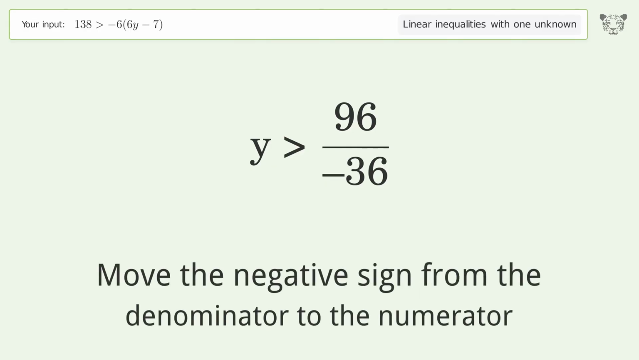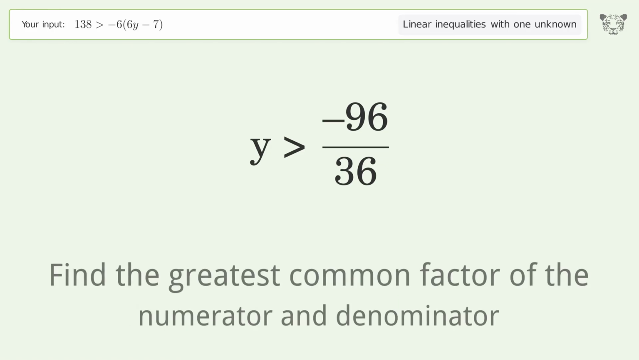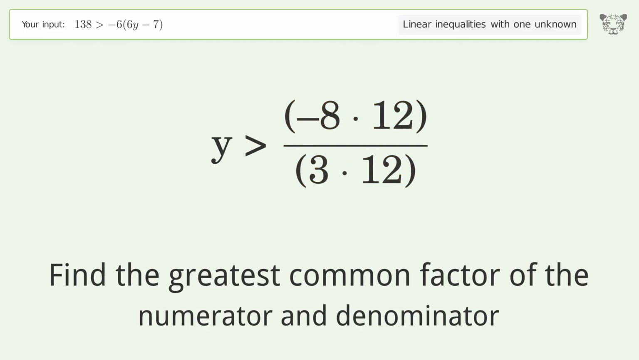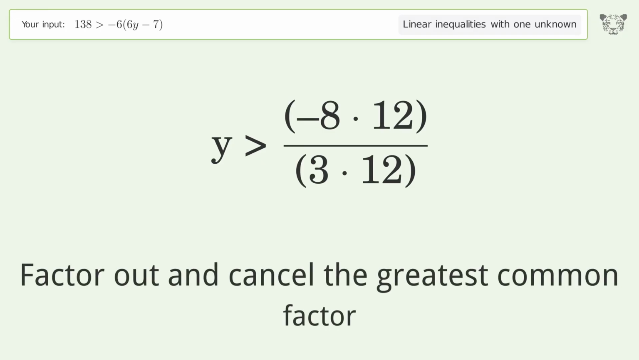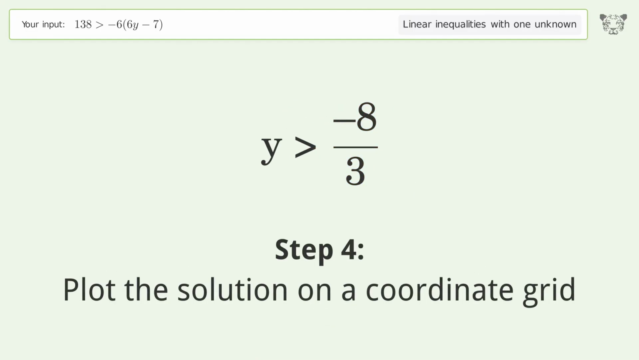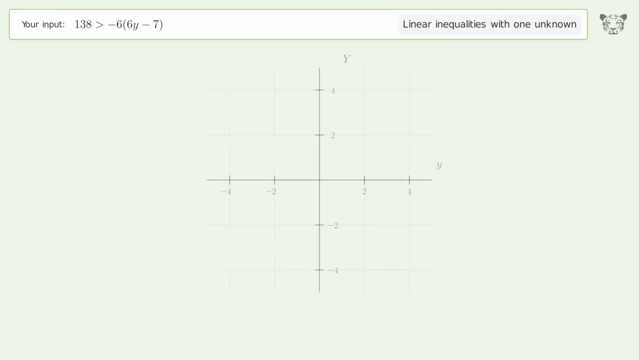Move the negative sign from the denominator to the numerator. Find the greatest common factor of the numerator and denominator. Factor out and cancel the greatest common factor. Plot the solution on a coordinate grid. And so the final result is y greater than -8/3 greater than -22/3.